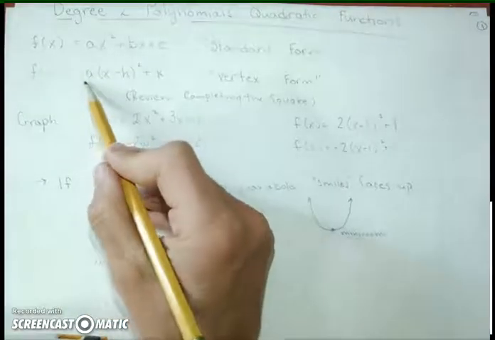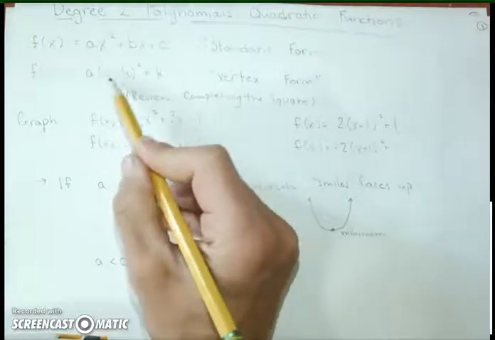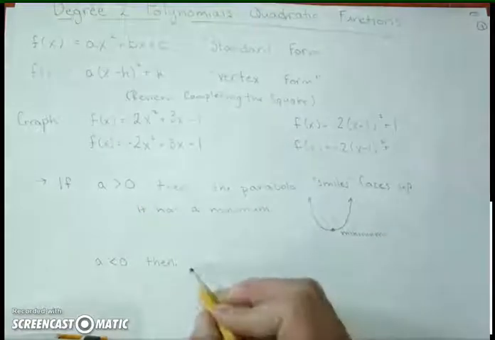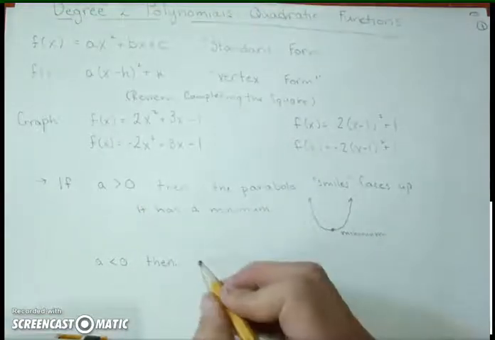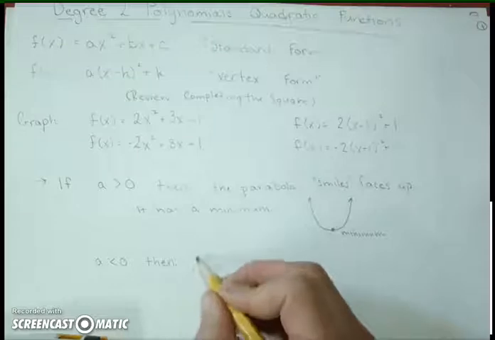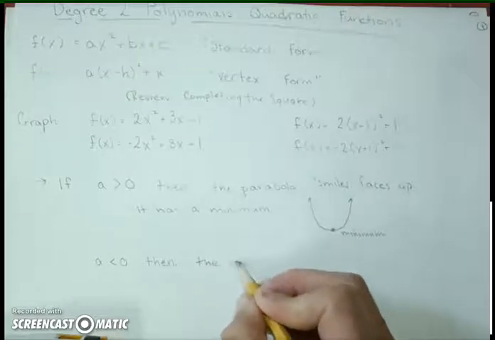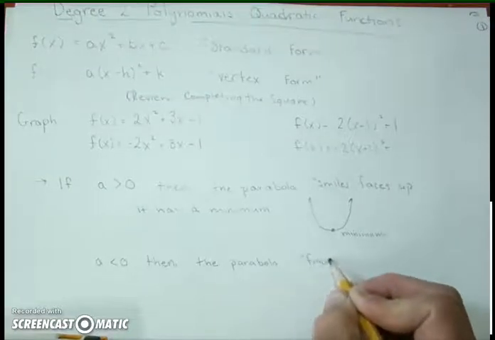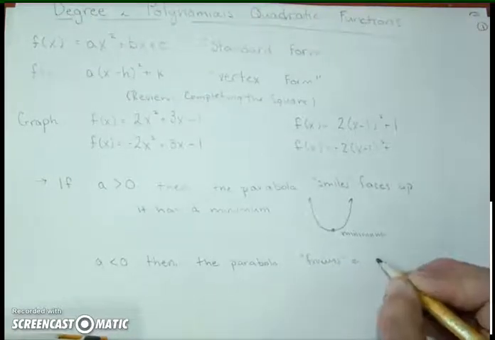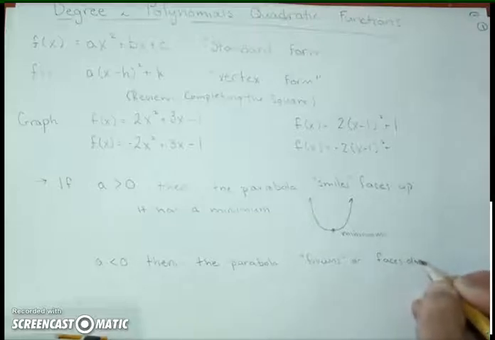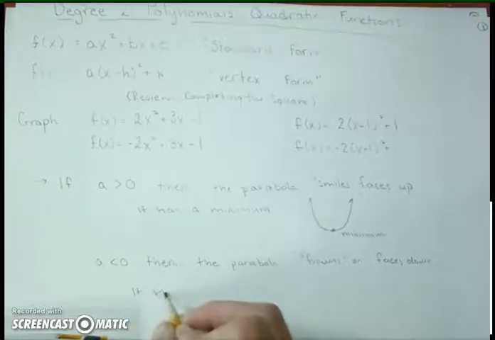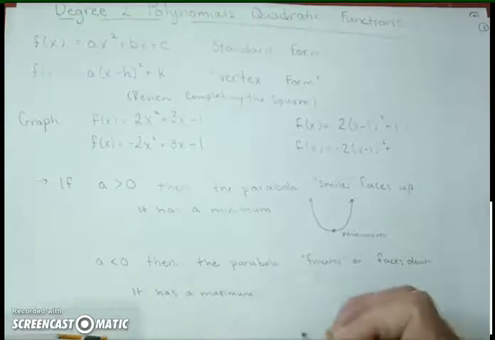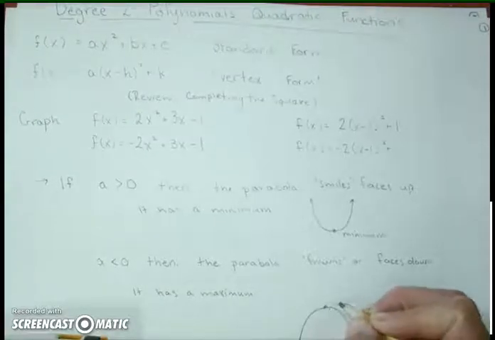Now, if a were negative, then since this is positive, as x is getting bigger or smaller, this whole thing is getting more and more negative. So it's going to have a maximum, and the parabola will face down. So if a is less than 0, then the parabola frowns or faces down and it has a maximum, or biggest value. So it looks like this, and this point is the maximum.